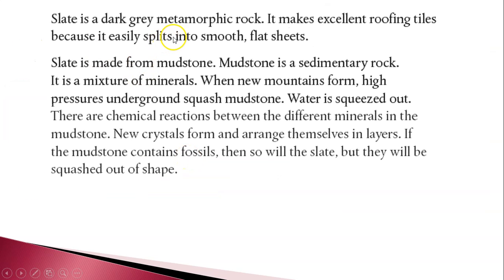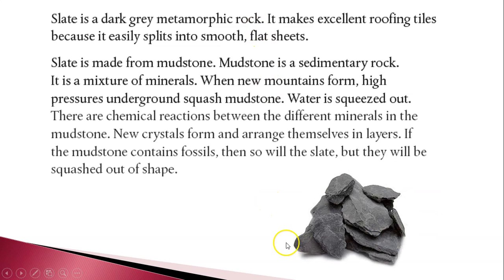Slate is a dark grey metamorphic rock. This is the picture of slate. It makes excellent roofing tiles because it easily splits into smooth flat sheets. Slate is made from mudstone. Hope you remember about mudstone. We have learned about mudstone in the previous lesson. It is actually a sedimentary rock. It may be a mixture of minerals.